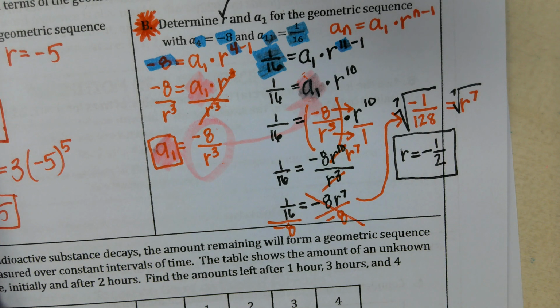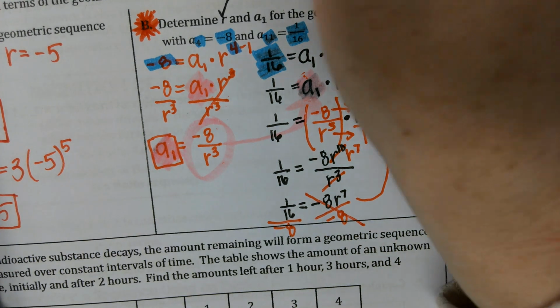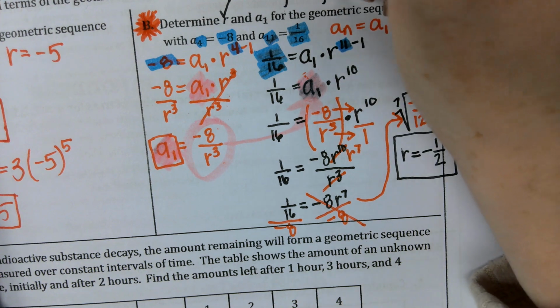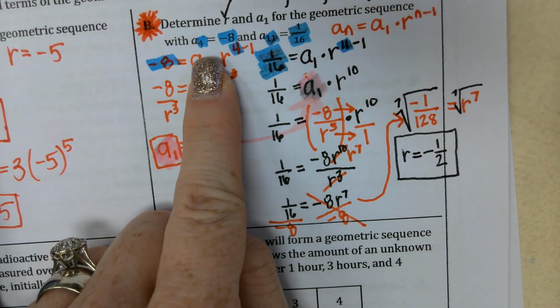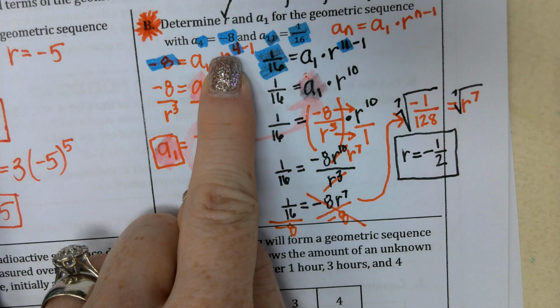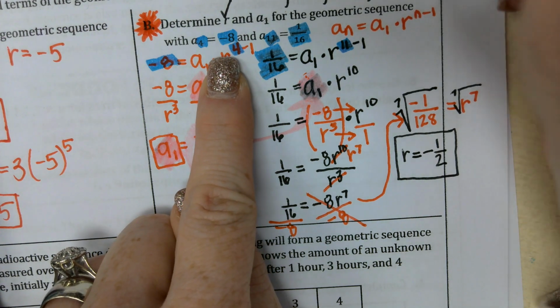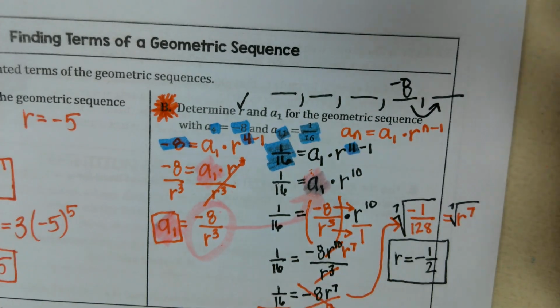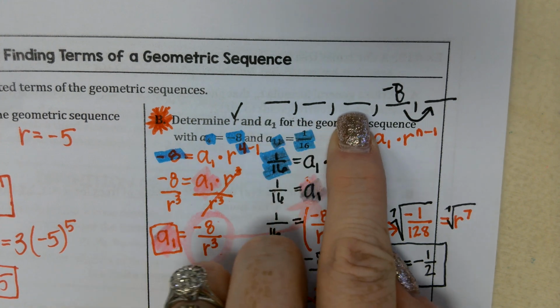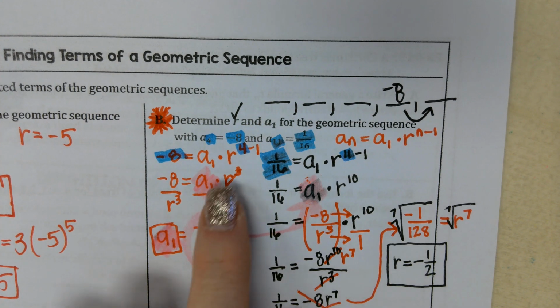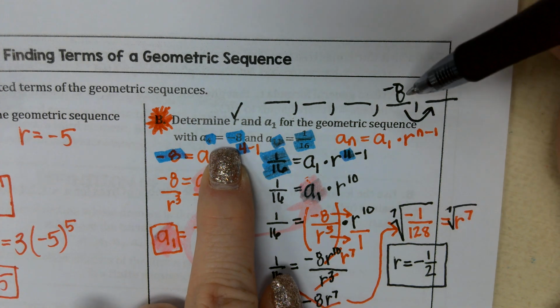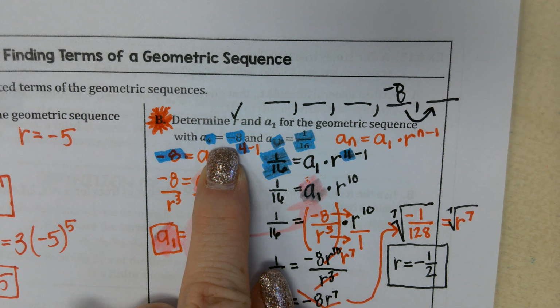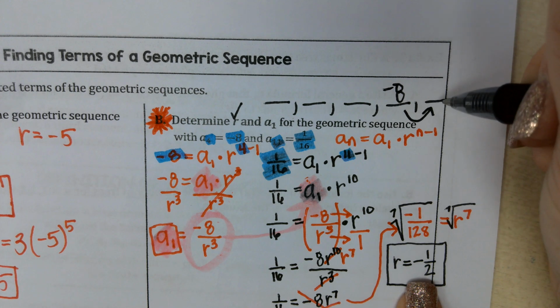The good thing is it's not going to take long to find my A1. Now look right here. I know that in my 4th spot, my A4 was negative 8. And I know that moving forward... Oh, y'all couldn't see what I was doing. I put 4 blanks, and I put my negative 8 in that 4th position. Moving forward, we multiply by negative 1/2.